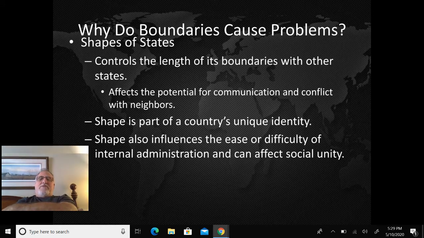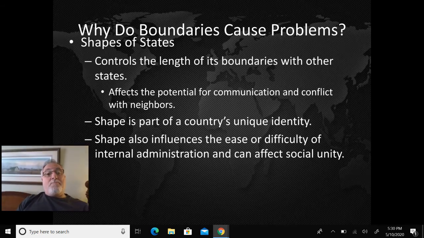Shape also influences the ease or difficulty of administration. If you are a large country, getting information to everybody is potentially problematic. If you are a country that is an odd shape with mountains or other things, it gets difficult. Chile is not very wide, as you will see in a minute, but to get information early on in your country's existence from the northern end to the southern end, that could be a challenge. So these things all need to be taken into consideration.